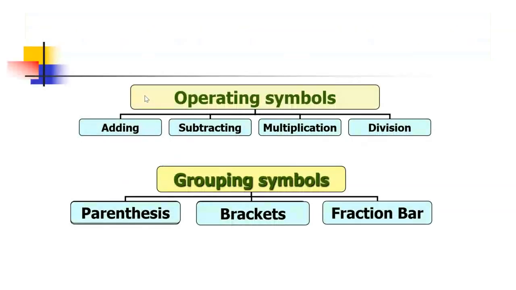Now, before we begin the order of operation, here are the things that you should keep in mind. There are 4 operating symbols: adding, subtracting, multiplication, and division. And we have grouping symbols that are parentheses, brackets, and fraction bar. We'll always take care of the grouping symbols before we do the operating symbols.